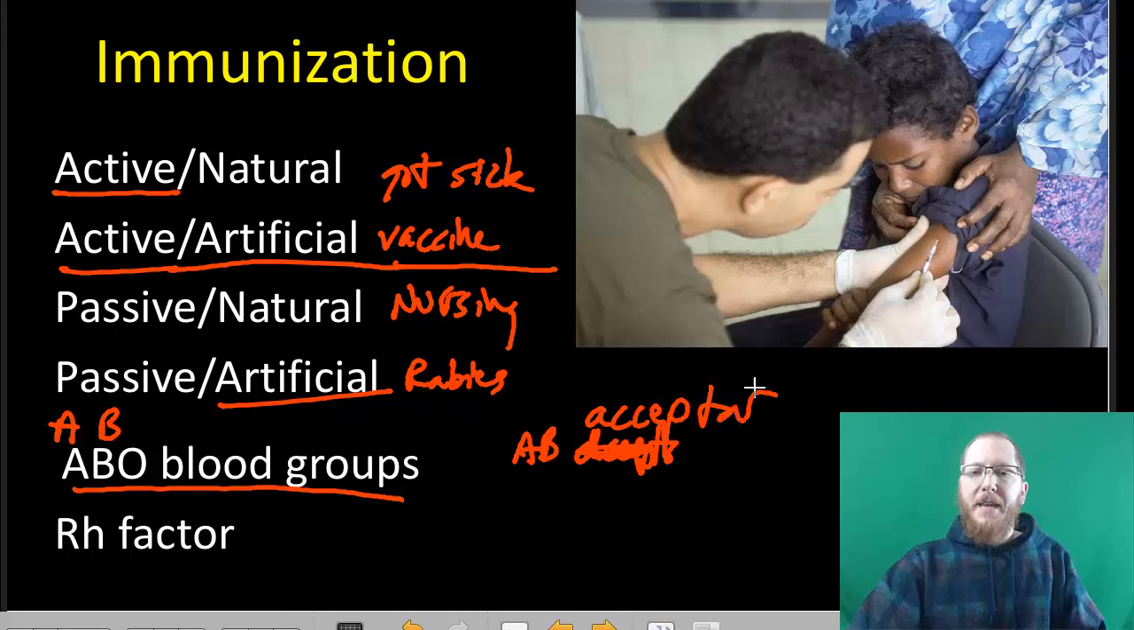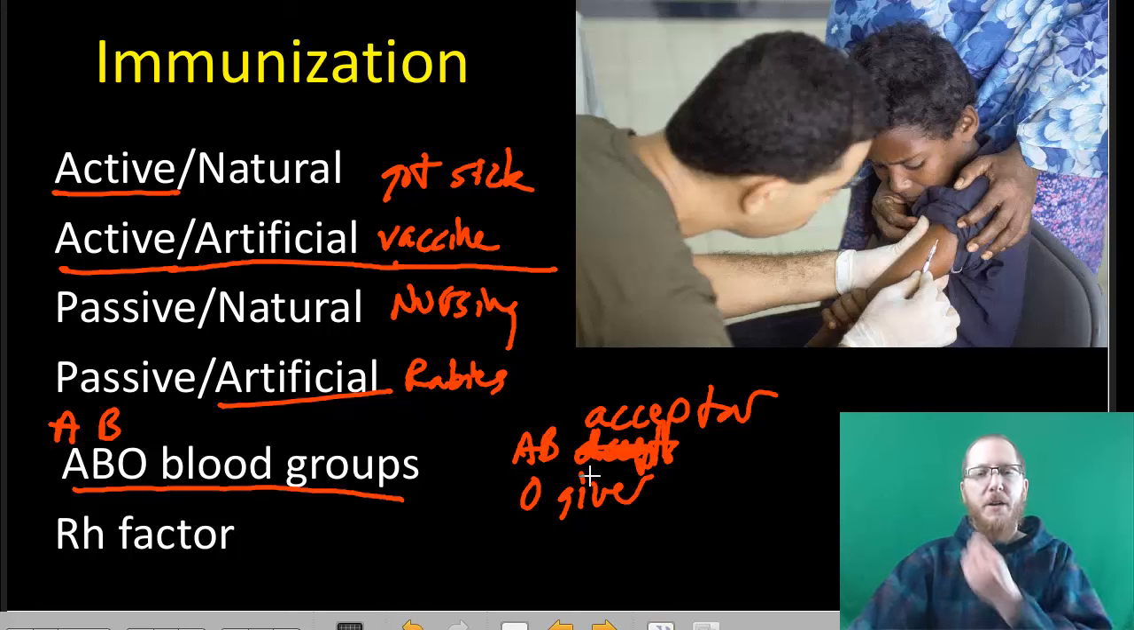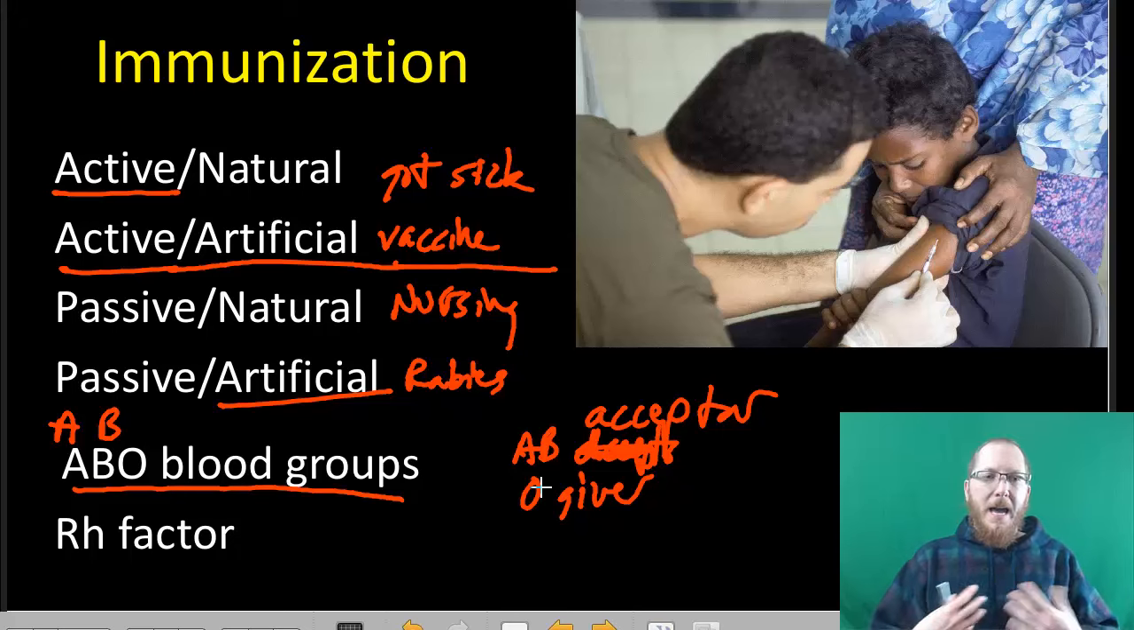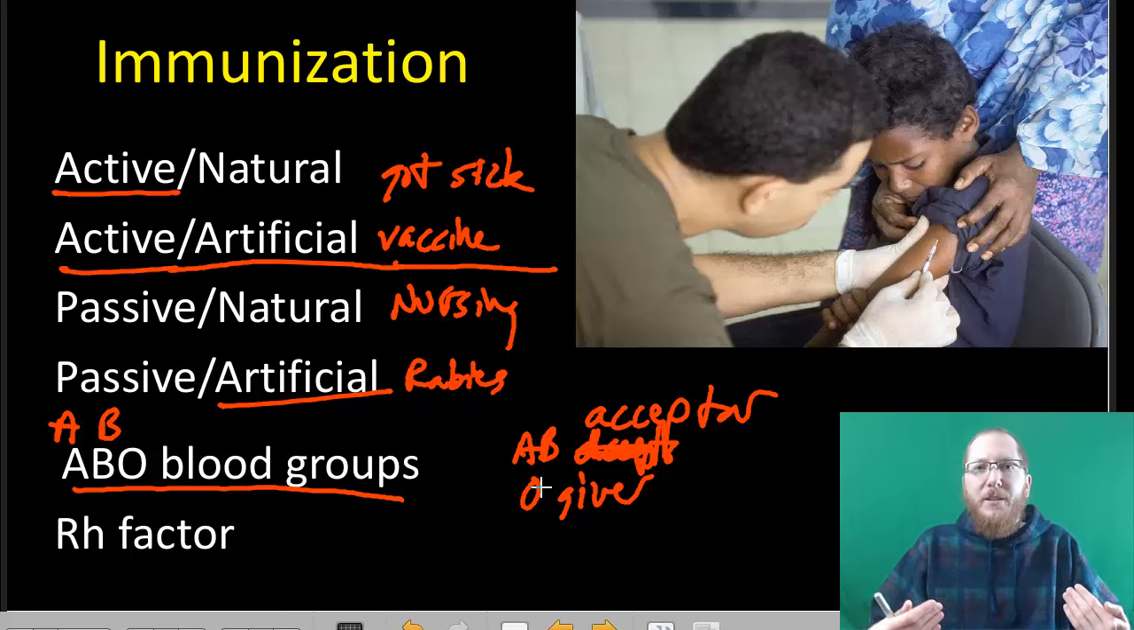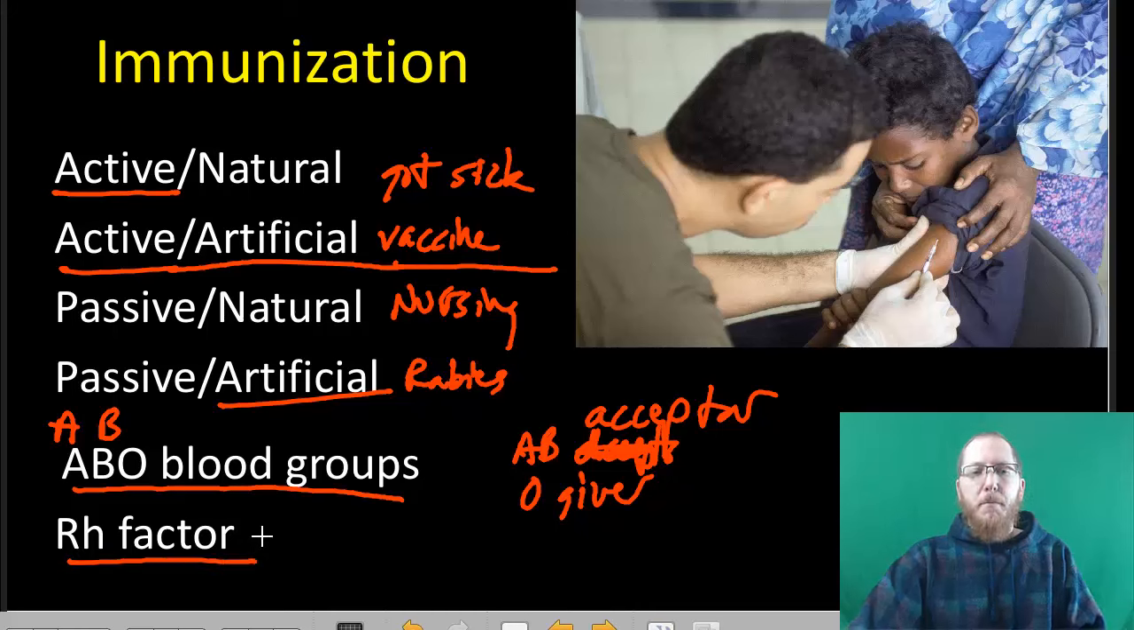Acceptor. And a person that is O is considered the universal giver because they don't have any antigens on their blood. So if you give their blood to me, as a person who has A blood type, I don't see any antigens, so there's no reason for me to have an immune response because there's no antigen to trigger the immune response. And the Rh factor is another blood antigen.